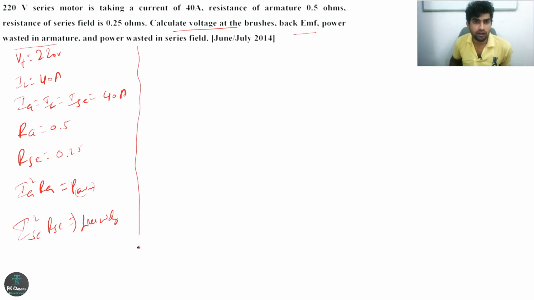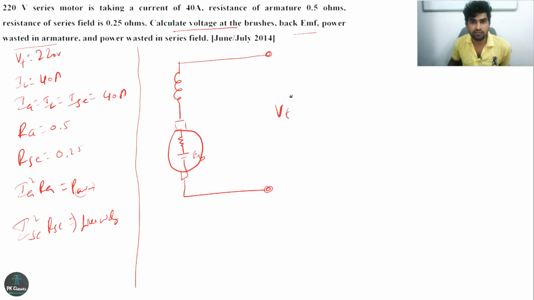Right. I'll draw a diagram for this problem. There is a series field winding. Okay. Here there is a brush and here there is an armature and this one is EB, right? And here there is a brush. So here supply is given, V terminal voltage 220 and current is given IL is equal to 40 amps, right? RSC is given 0.25, RA is given 0.5. We don't know EB and then we need to calculate drop in the brushes, right?